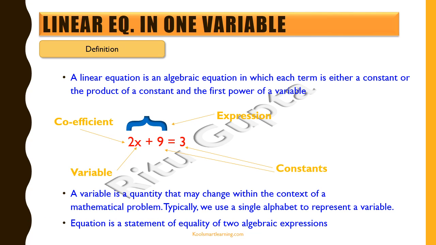An equation is a statement of equality of two algebraic expressions. So in this case, we say 2x plus 9 is the expression on the left hand side and 3 is the expression on the right hand side. And when two expressions on the left hand and right hand are separated by an equal to sign, that forms an equation.